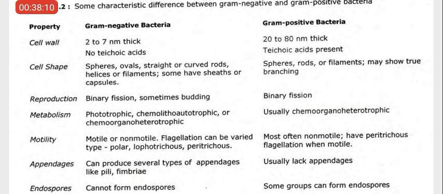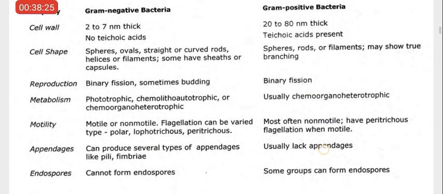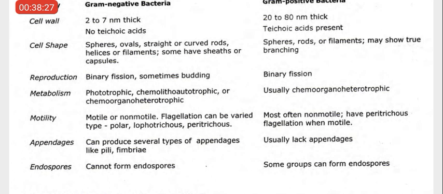Metabolism: phototrophic, chemolithoautotrophic or chemo-organoheterotrophic. Then in gram-positive bacteria, usually chemo-organoheterotrophic. Motility: motile or non-motile. Flagellation can be of varied types: polar, lophotrichous, peritrichous. Most often non-motile, with peritrichous flagellation when motile. Then appendages: can produce several types of appendages like pili and fimbriae, and usually lack appendages in gram-positive bacteria. Then endospores: cannot form endospores. Some groups can form endospores.